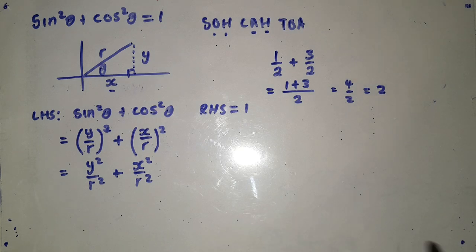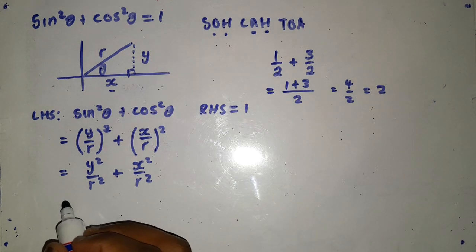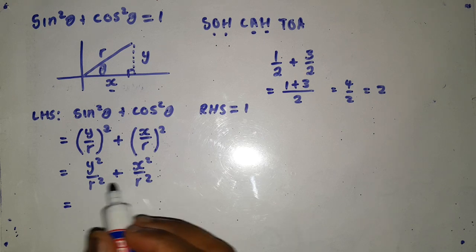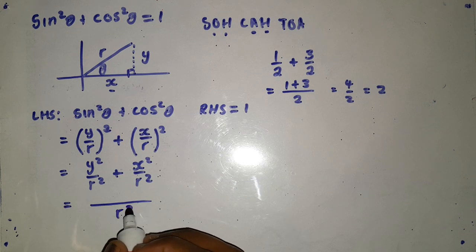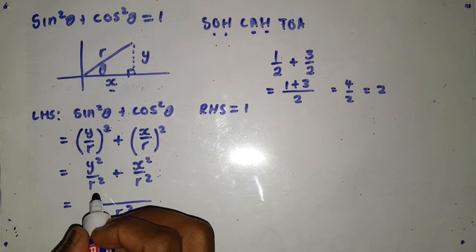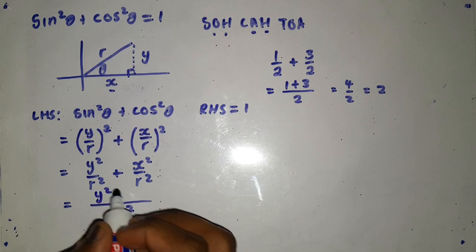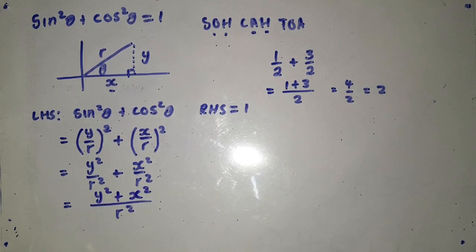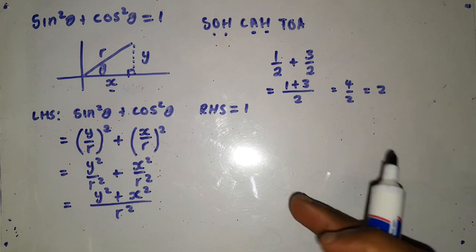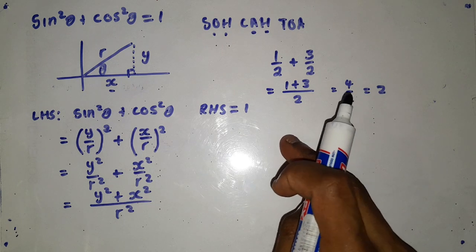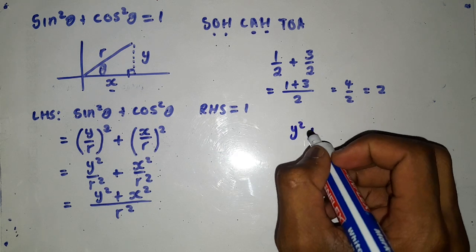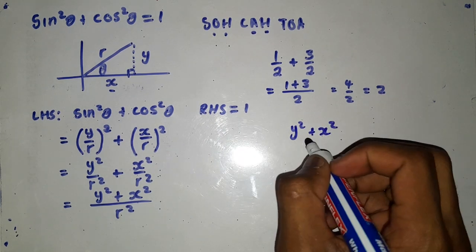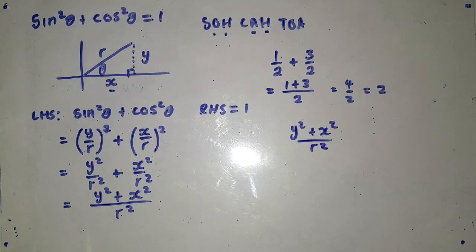Same principle we are going to apply here. We have the same denominator, which is r squared. Let us keep it. It's going to be r squared, like this. Then we add our numerators, which is y squared plus x squared. You see, I don't have much space, so I'm going to write somewhere here. We have y squared plus x squared all over r squared.